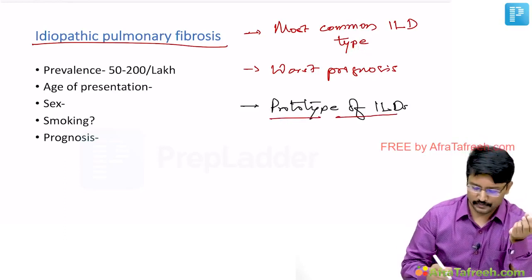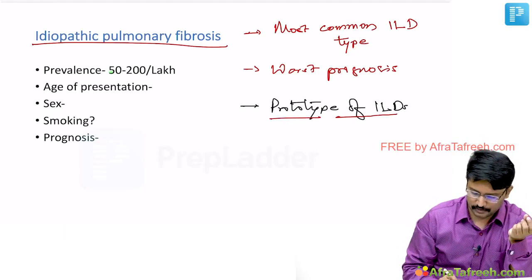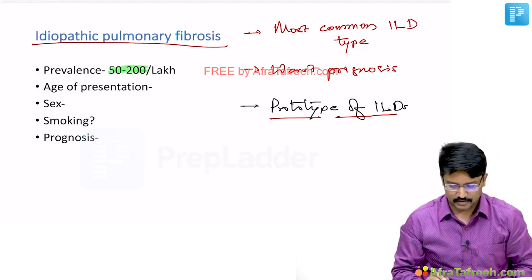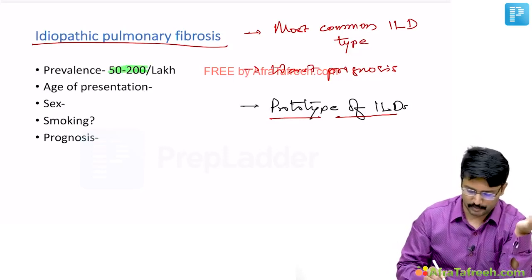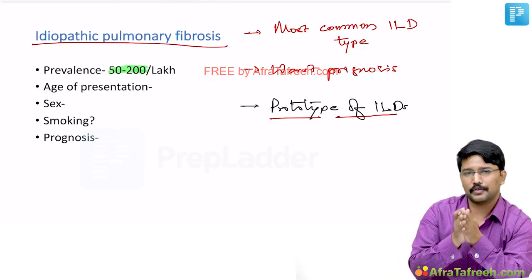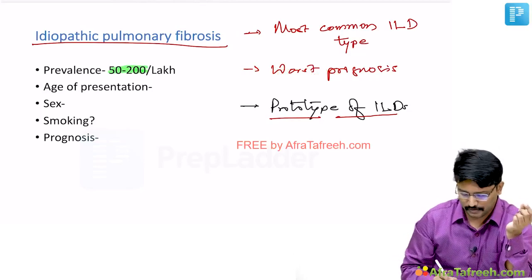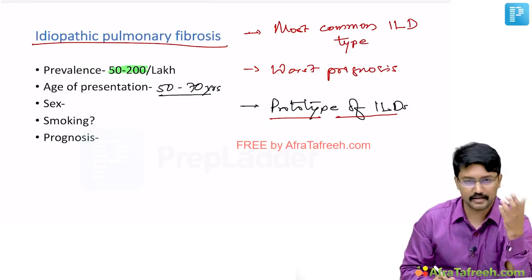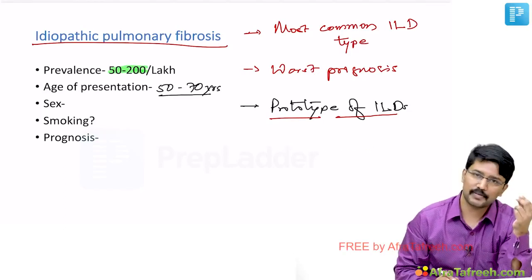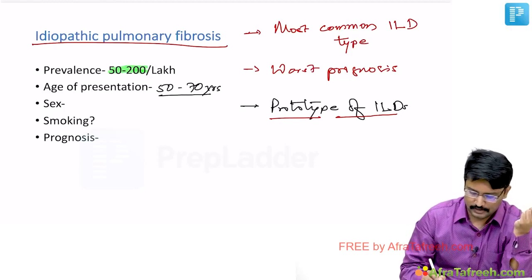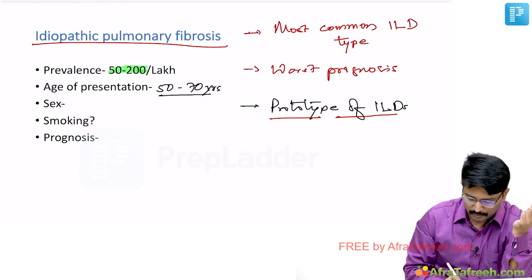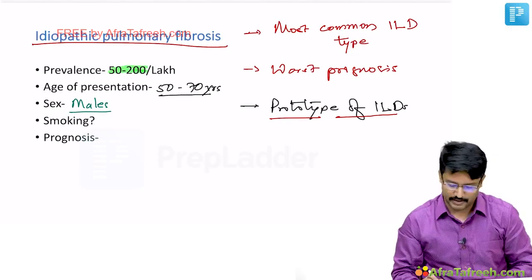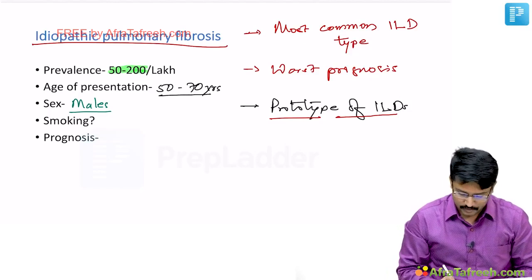The reported prevalence of interstitial pulmonary fibrosis ranges from 50 to 200 per lakh population, and since we don't have Indian data, I cannot really make a comment about the prevalence among Indians. The usual age of presentation, just like most other ILDs, is between 50 to 70 years, and it is rarely diagnosed before 50 years, except certain familial variants. As for sex distribution, it is predominantly a disease of males. It can be seen in females also, but is more common in males.